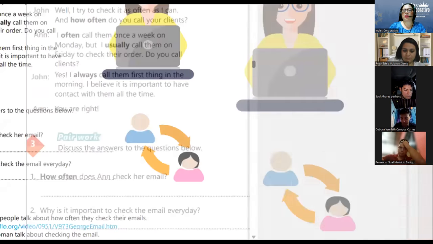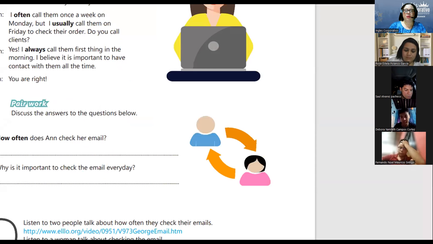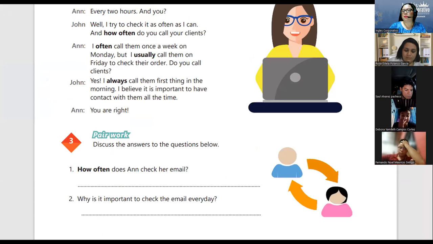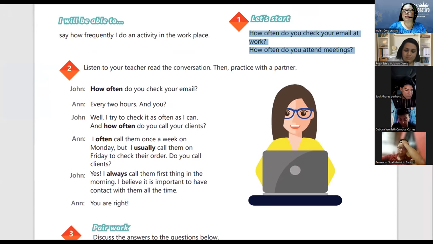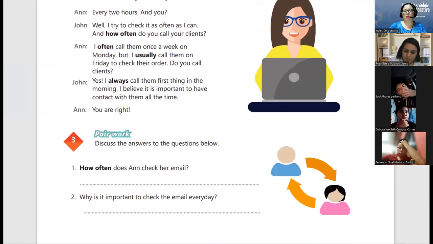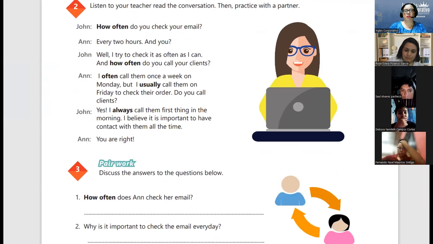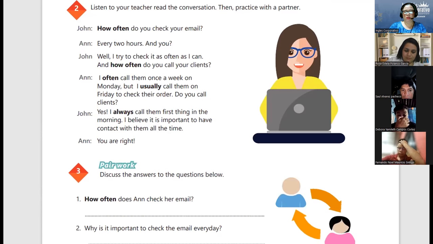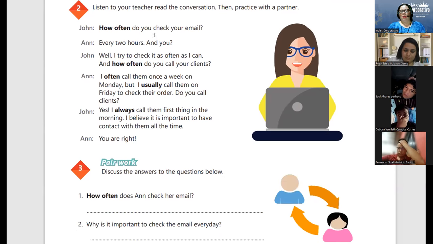So allow me just to get this right. You will practice the conversation and answer, discussing. This is what we are going to practice and do. Practice the conversation and answer these two questions. But you have to discuss, okay? Discuss, discutir, discuss.